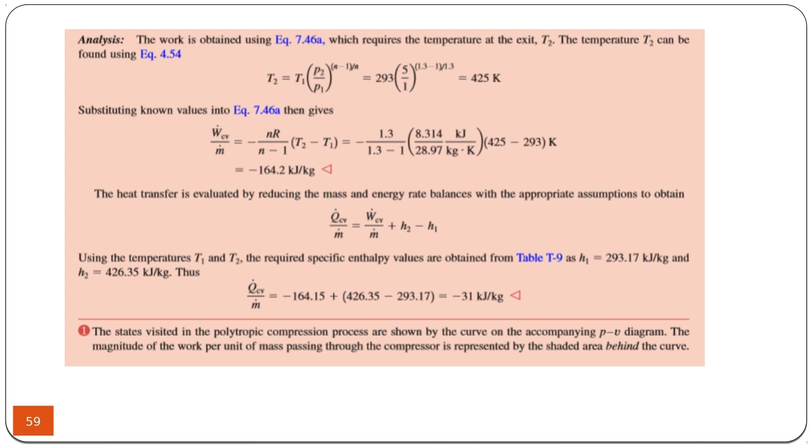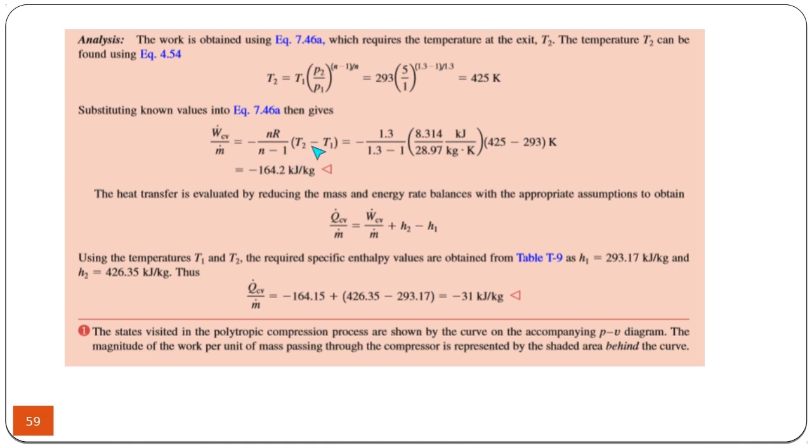So by using the polytropic process relations, we can find the exit temperature. T2 divided by T1 is equal to the pressure ratio to the (n-1)/n, so that the exit temperature from the compressor is found to be 425 Kelvin.